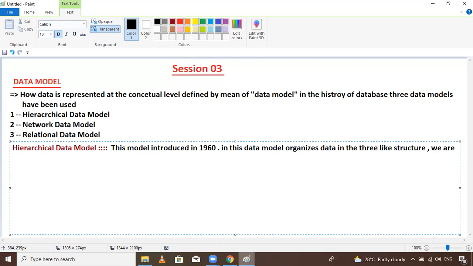So we are representing data in the parent and child hierarchy. I will give you diagrams so we get clarity about this topic. What is the parent child hierarchy? First, write it.